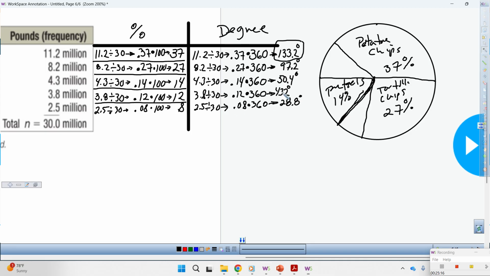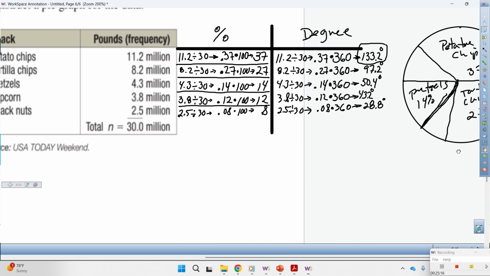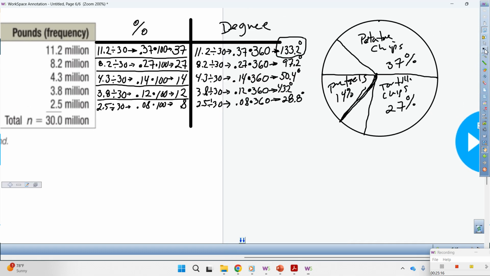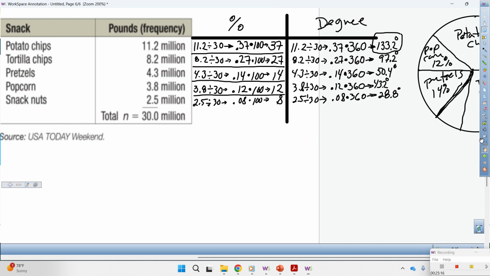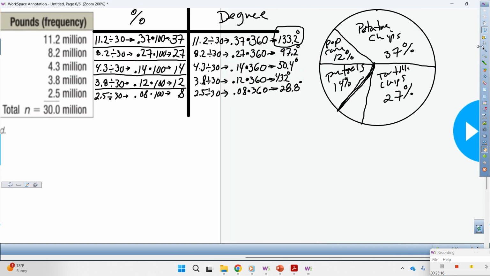Then we got 43 degrees. And I'm going to go with this little space right here. 40, because this was 40 something. What was that? That was popcorn. And that was 12%. And this little piece right here, we're going to make the last one. Last category was snack nuts, and that was 8%.